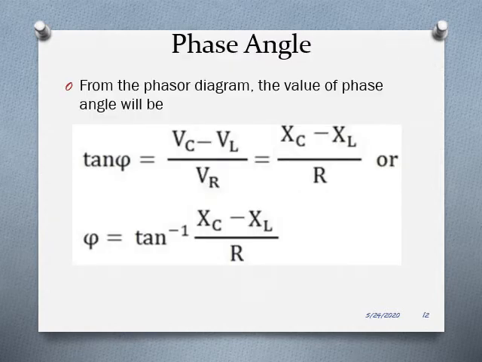The phase angle you can calculate by tan phi, that is opposite side divided by the adjacent side, that is VC minus VL divided by VR. VC is I XC, VL is I XL, VR is I R. If you cancel out the current, you get XC minus XL divided by R. So phi will be equal to tan inverse of XC minus XL divided by R. Or you may simply calculate the power factor cos phi. Phi will be equal to cos inverse of R by Z.